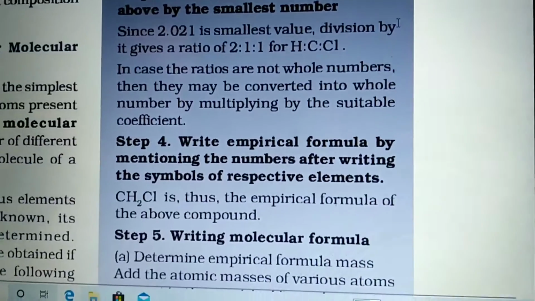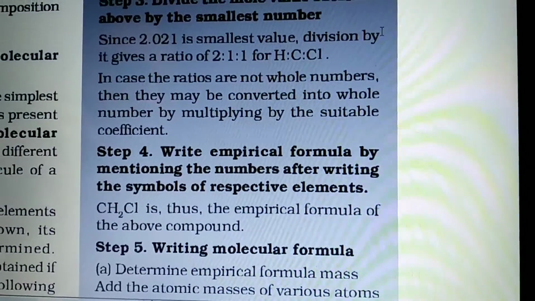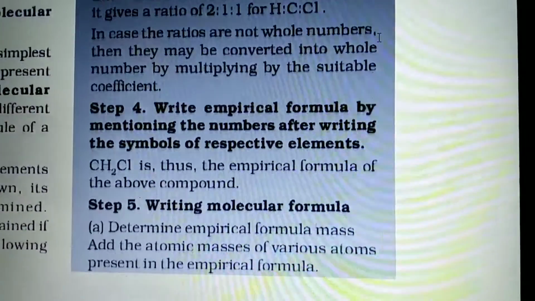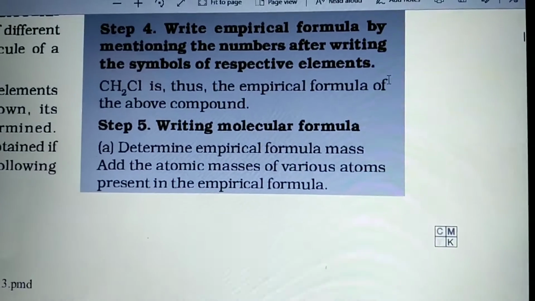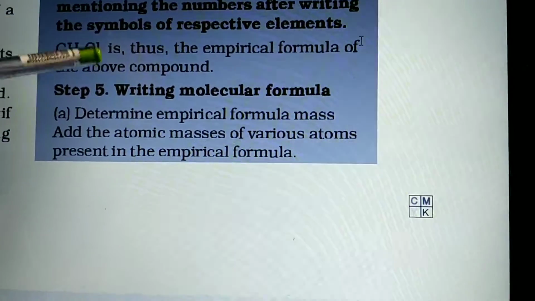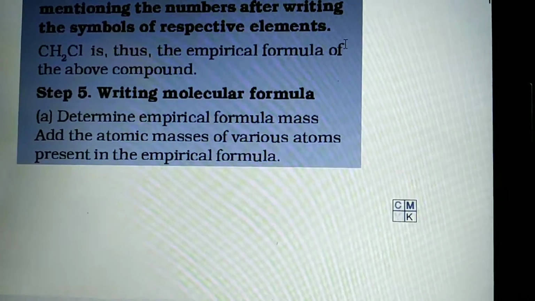If the ratios are not whole numbers, then we have to multiply by a suitable number so that they can be converted into a whole number ratio. And then we get the empirical formula, like carbon 1, hydrogen 2, chlorine 1. That is the empirical formula. And then we have to write the molecular formula.